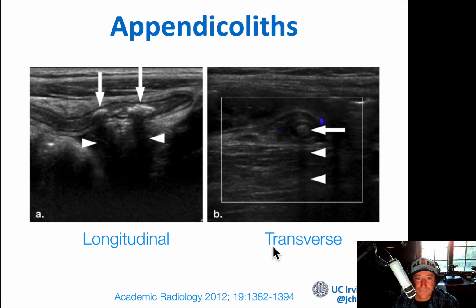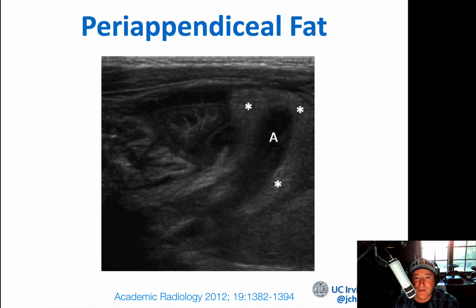So appendicoliths, you can see them here. There's a nice normal-looking appendix. I haven't measured it, but it looks like it's going to fall within measurements. But you can see here's the appendicolith here, and this is another one here, an appendicolith in a transverse view. And periappendiceal fat looks just like this. It looks like this, hyperechoic schmutz.